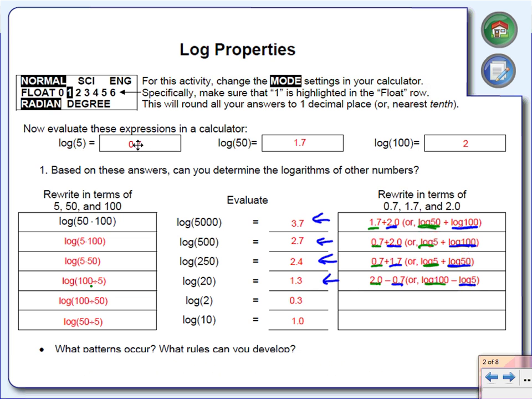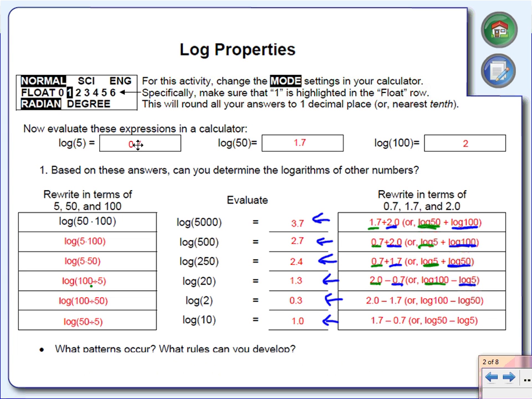Which of course means the same thing would happen on the other two. All right, so that log of 100 divided by 50 can also be written as the log of 100 minus the log of 50. And since the log of 100 was a 2 and the log of 50 was the 1.7, what do you get when you subtract those two numbers from each other? You get your 0.3. And then the last one, same exact thing. That log of 50 divided by 5 can also be written as the log of 50 minus the log of 5. And since the log of 50 was 1.7 and the log of 5 was 0.7, if you subtract those two numbers, you're going to get a 1.